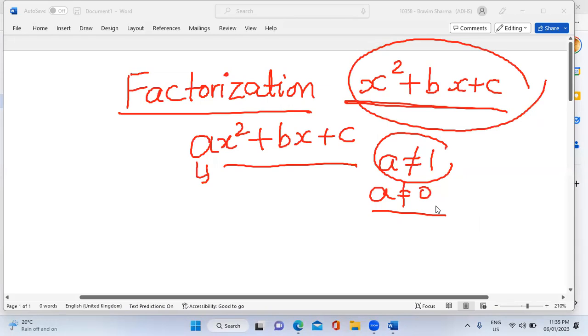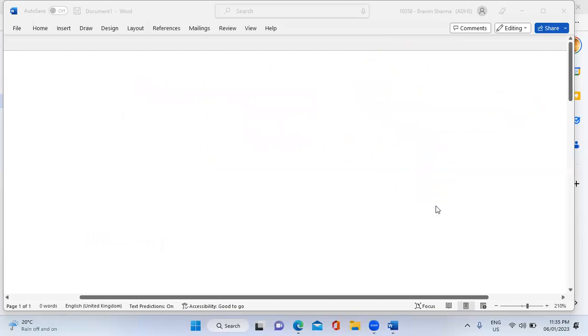It can be a negative value, like negative 2x squared, or it can be a positive 2x squared, 3x squared, like this. I will be taking 2 to 3 examples to explain this whole process of factorization, so let's dive in. The first thing is, let's take an example, 3x squared plus 16x plus 5.